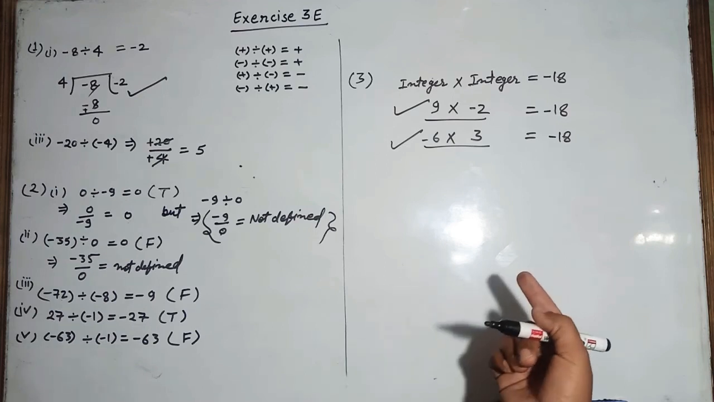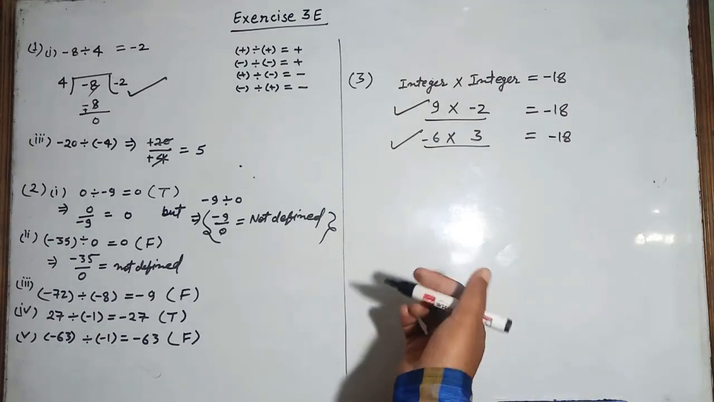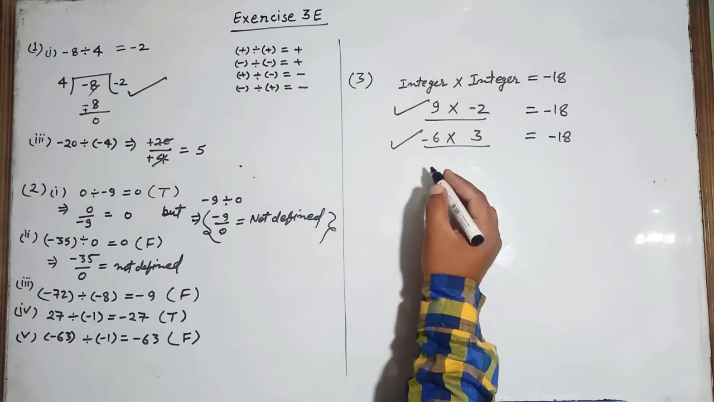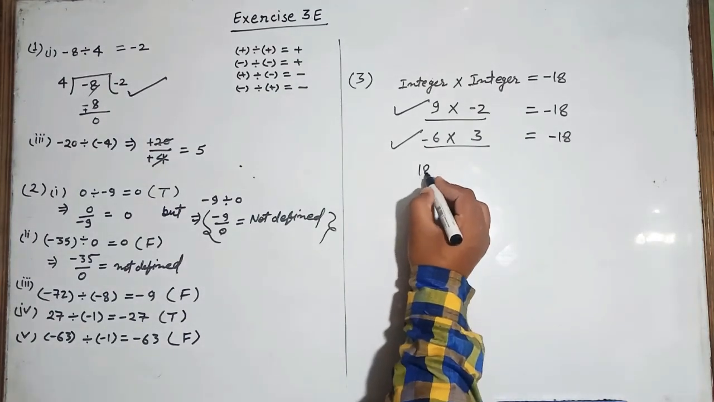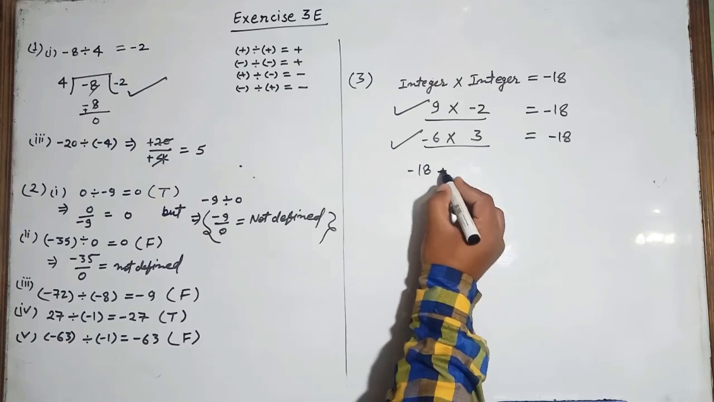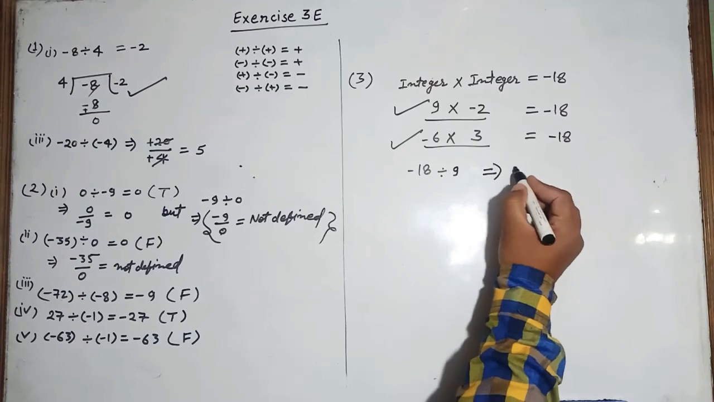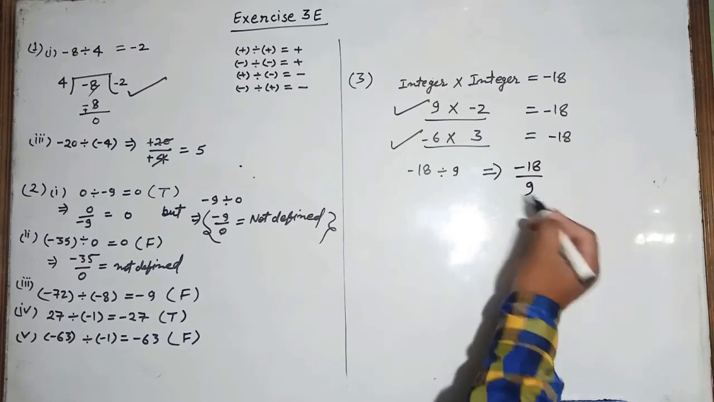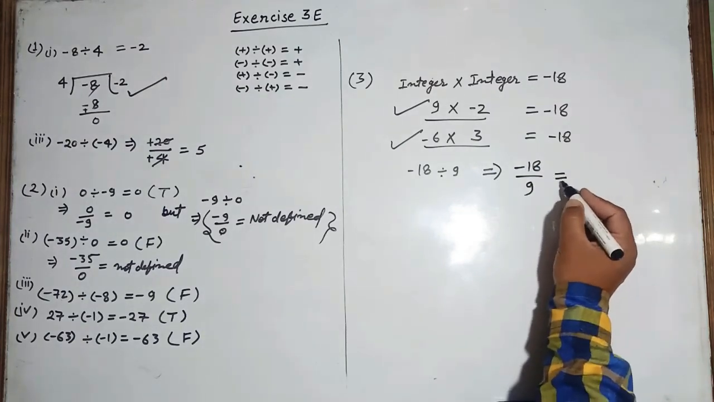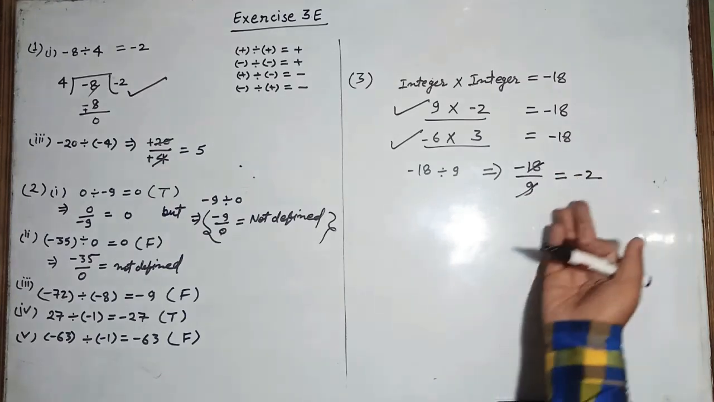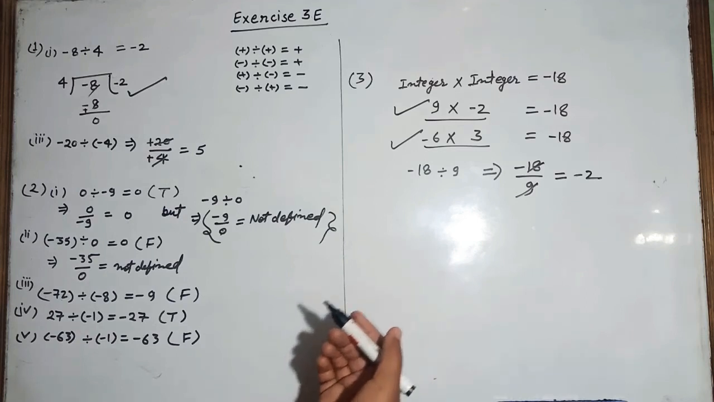Now the second case is whose quotient is minus 2. So how will the quotient become minus 2? If we are dividing minus 18 by 9, what will be our quotient? You can write it like this: minus 18 upon 9. So 9 twos are 18, so minus 2 will be your quotient in this case.